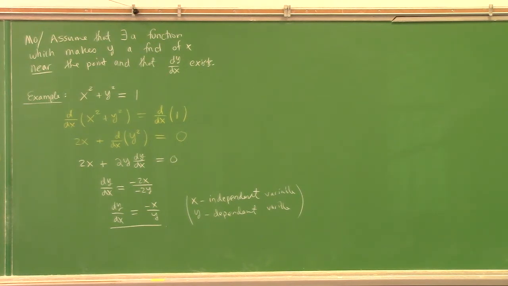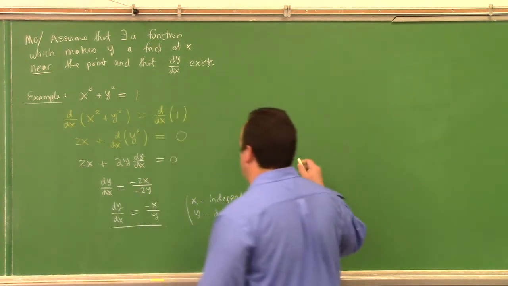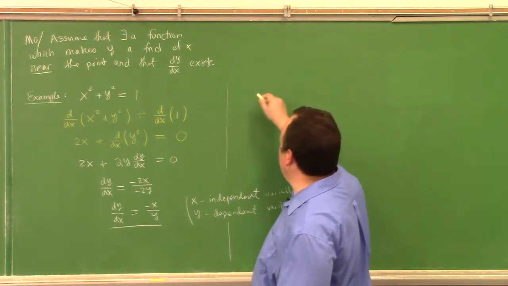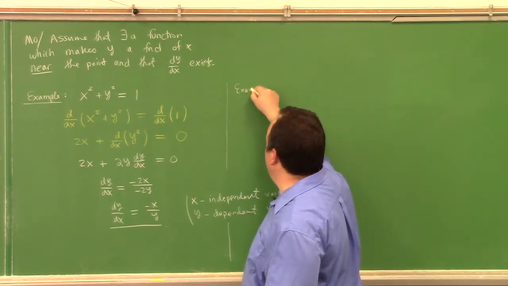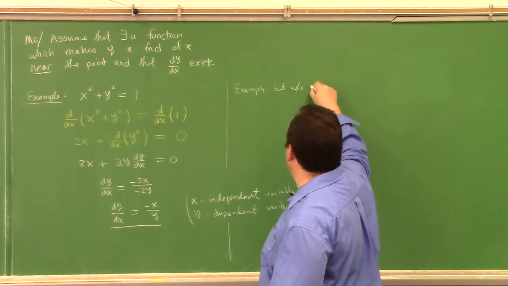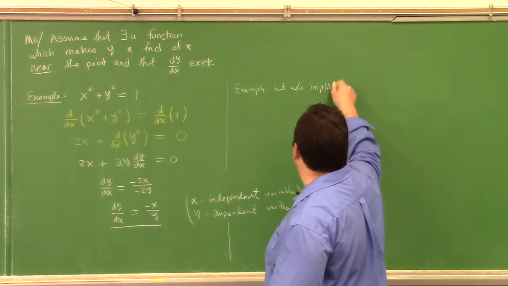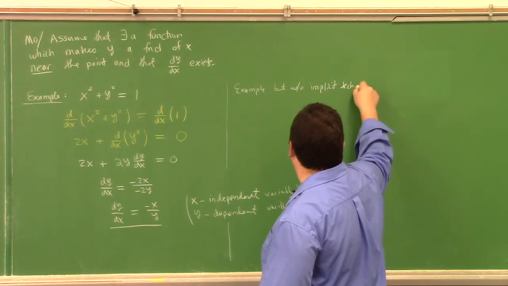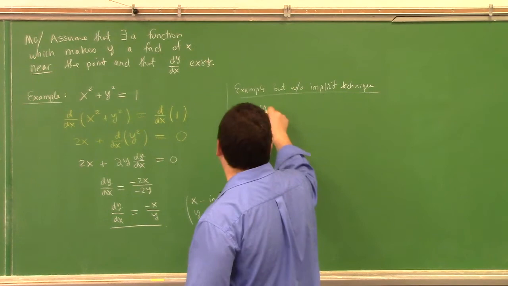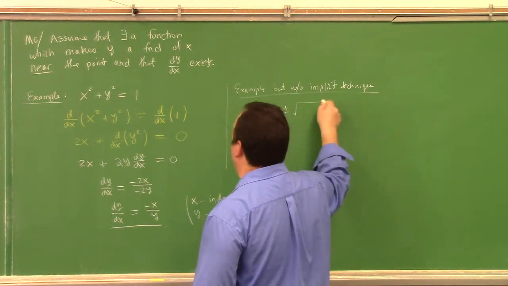Now, if I'd asked you to find dy/dx at a point on the circle, what would you have done before I showed you this example? What would you probably have done? I think what most students would do would be to solve for y, but without the implicit technique, okay? So we go, okay, well, y is equal to plus or minus the square root of 1 minus x squared, right?